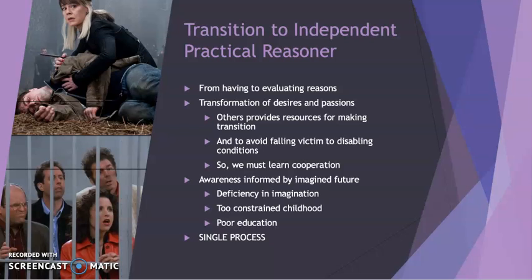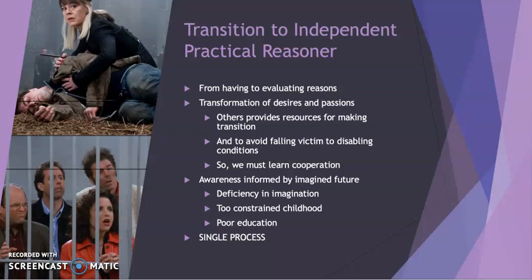But another thing that's needed is an awareness informed by an imagined future, right? What is it possible for me to do? It might not be possible for me today to, say, stop smoking or to eat less, but it might be possible for me to train myself not to smoke anymore, or to train myself to eat carrots rather than bagels, right? And so those who are deficient in imagination are vulnerable to not becoming independent practical reasoners, or they're constrained by their childhood, or they have a poor education.